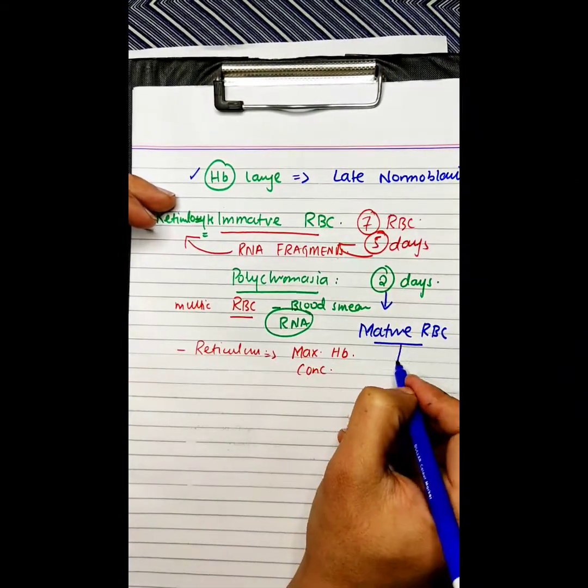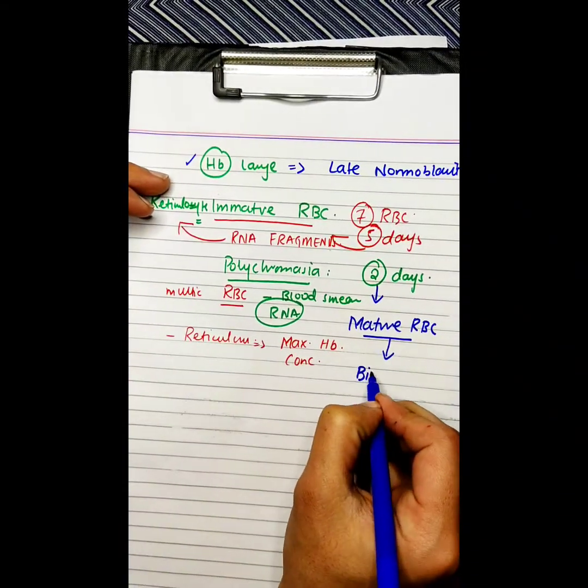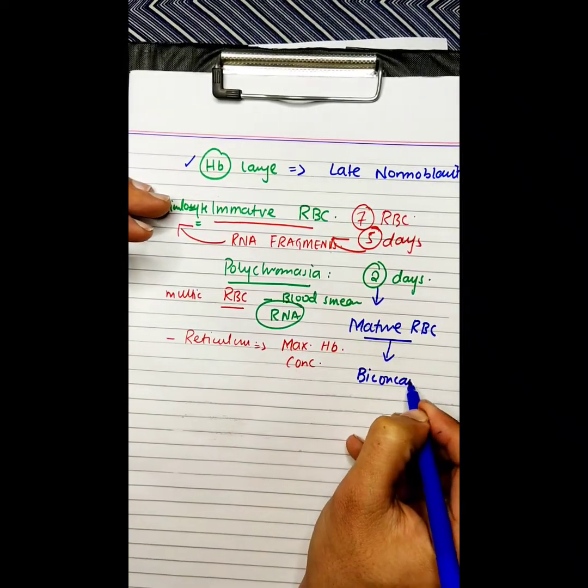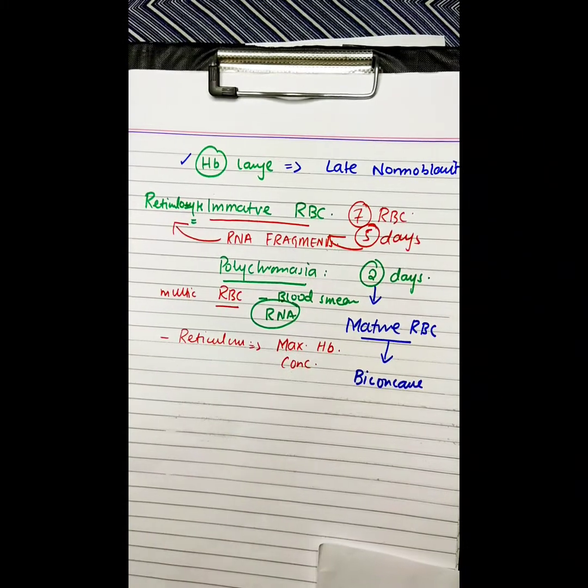Now mature RBC is when it forms the biconcave structure.